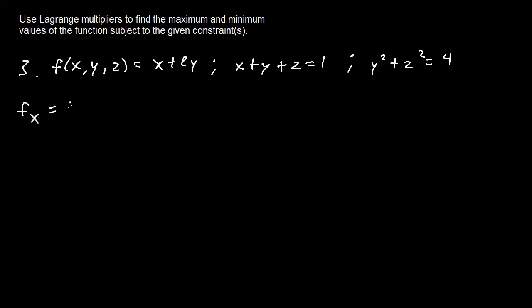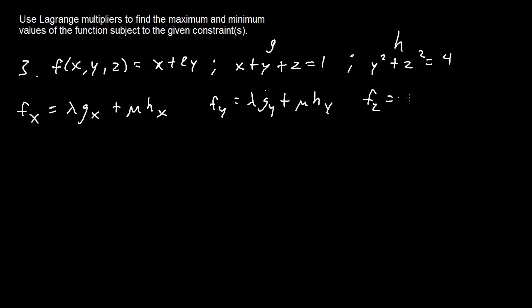So f sub x this time is going to be equal to lambda times g sub x, the same thing, but now we have to add mu times h sub x. So let's just have x plus y plus z equals 1 be our g function, and then y squared plus z squared will be our h function. So if that's f sub x, then f sub y is going to equal lambda times g sub y plus mu times h sub y. And so lambda and mu are both variables, and obviously f sub z is going to equal lambda times g sub z plus mu times h sub z.